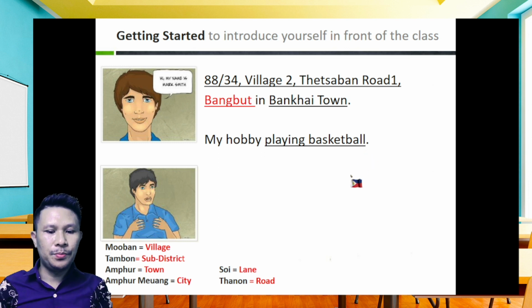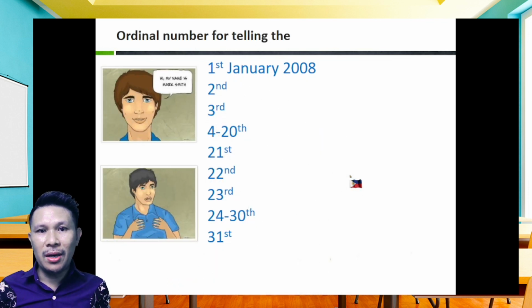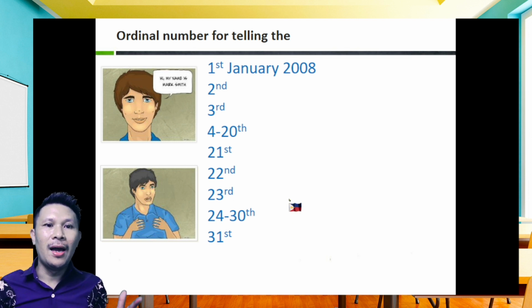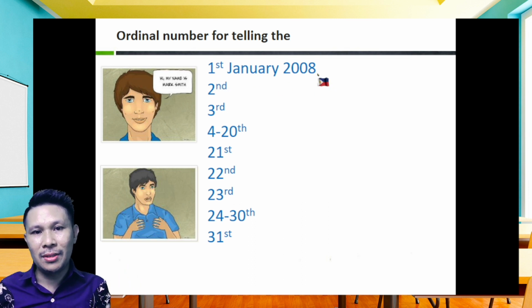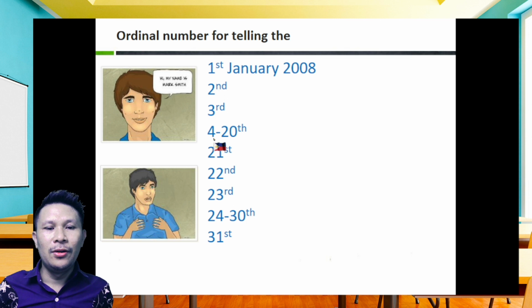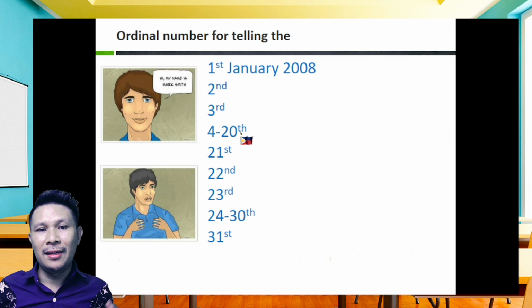Now let's go to the ordinal numbers for telling the date of your birth. For the date of your birth, you say 1st January 2008, or you can say the 1st of January 2008. 2nd, 3rd. From 4 to 20, we say 20th.